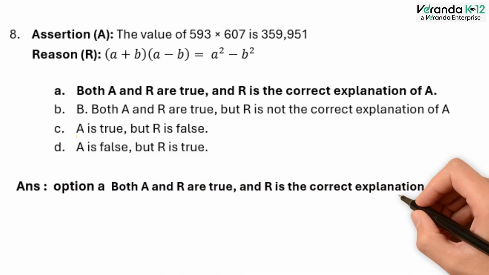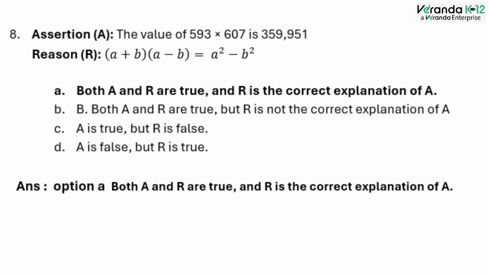The value of 593 × 607 is 3,59,951. And the reason, (a + b)(a − b) is equal to a² − b², is the right explanation for the given answer as well. A is true as well as R is true. Hence, the answer is option A. Both A and R are true and R is the correct explanation of A.